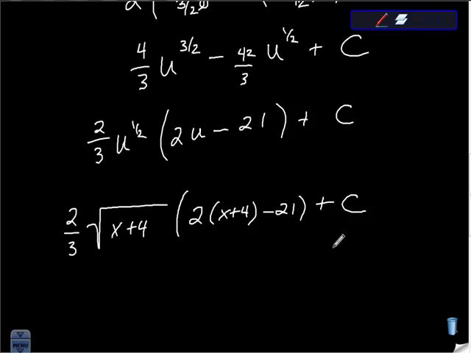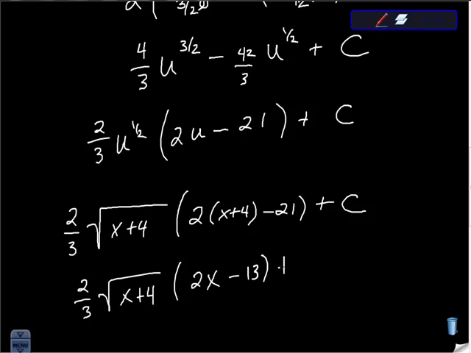So I'm not going to do the whole thing. I think I'm going to stop here, but we have to kind of keep going. And here you get 8. And I think it actually turns out to be 2/3 square root x plus 4 times the quantity 2x minus 13, plus c.